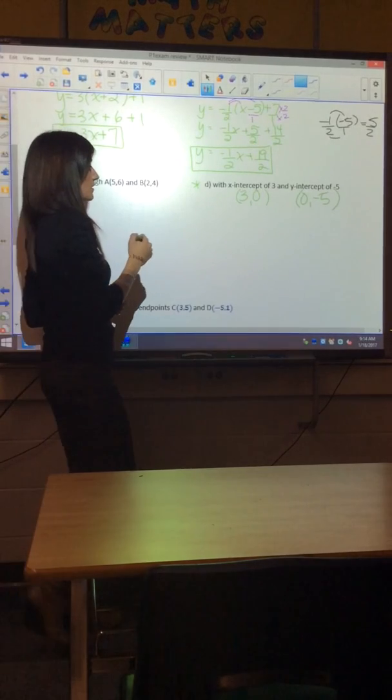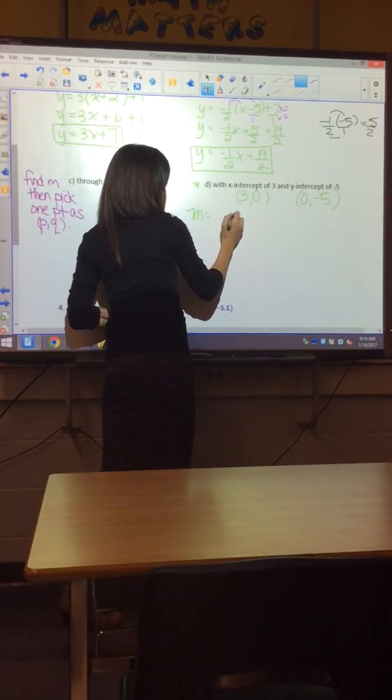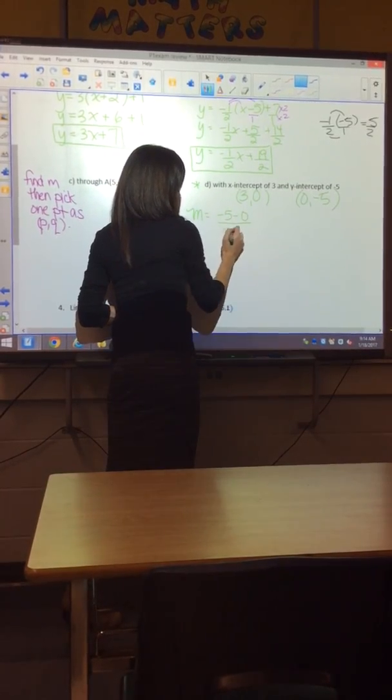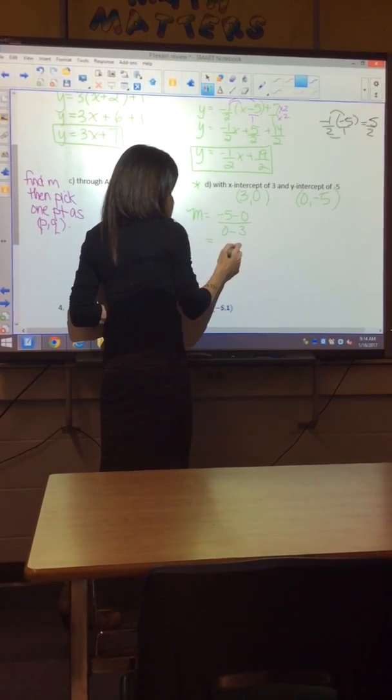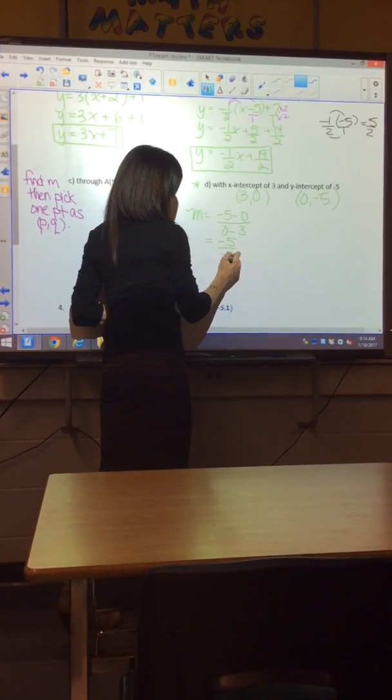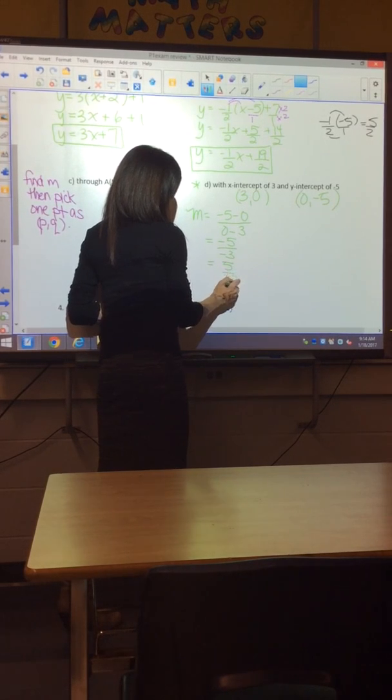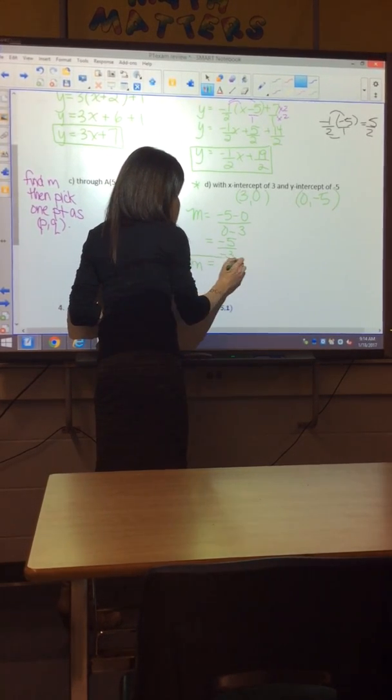You use those 2 points to figure out your slope: y2 minus y1 over x2 minus x1. And -5 over -3 is just 5/3. That's the slope you should have calculated with those two intercepts.